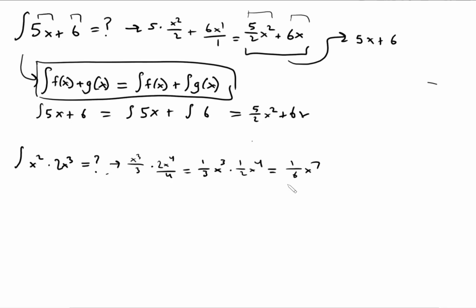Okay. Well, let's go ahead and take the derivative of this, and what do we get? This gets us 7/6 x to the 6th. Okay. These two are clearly not the same thing. That means we did something wrong. Well, what is that? Here's the second thing I want to establish.